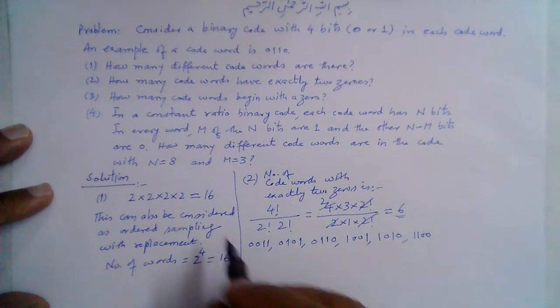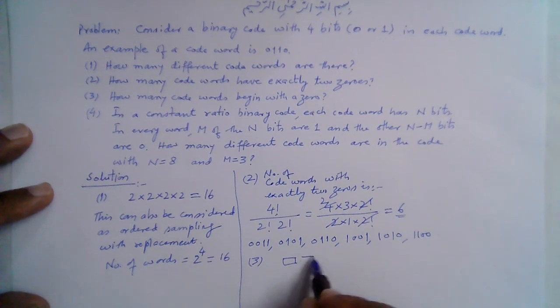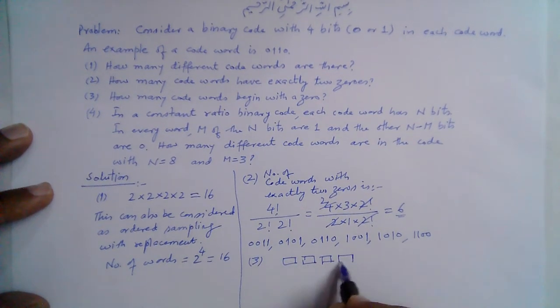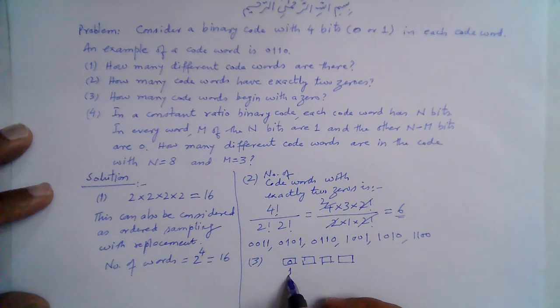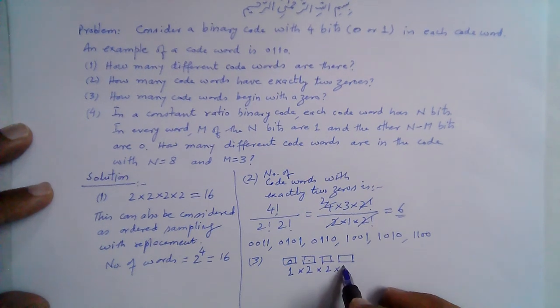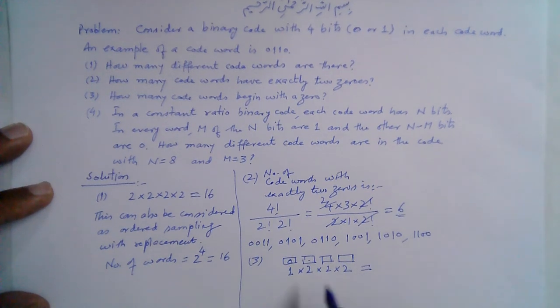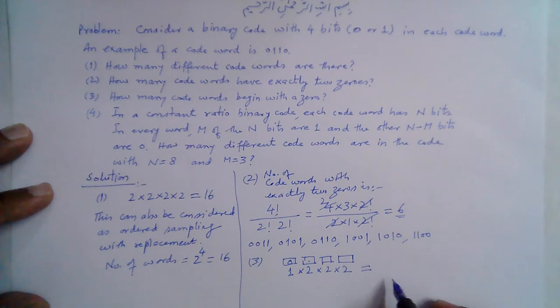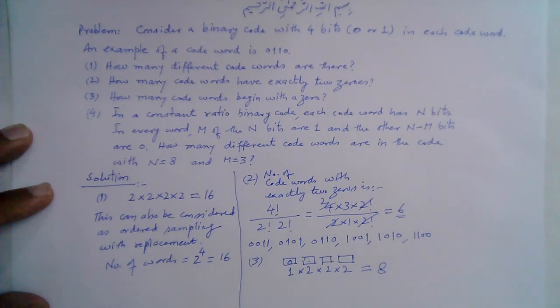right? And part 3, how many code words begin with a 0? So we have 4 places, right? This is a 4-bit word, so we have 4 places. The first is filled. There is a 0 here, so this can be chosen in only one way. But each of the others can be a 0 or 1, so this can be chosen in 2 ways. Similarly, this can be chosen in 2 ways, and this can also be chosen in 2 ways. So using the fundamental principle of counting, this gives us 8. The total number of words which begin with a 0 is 8, right?